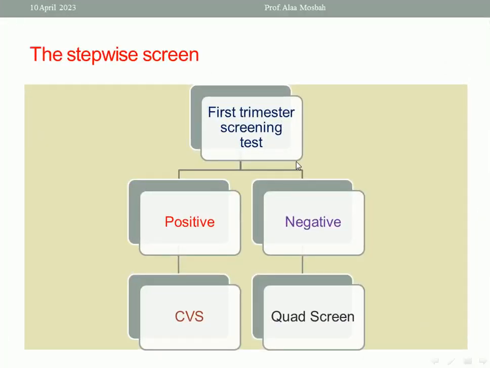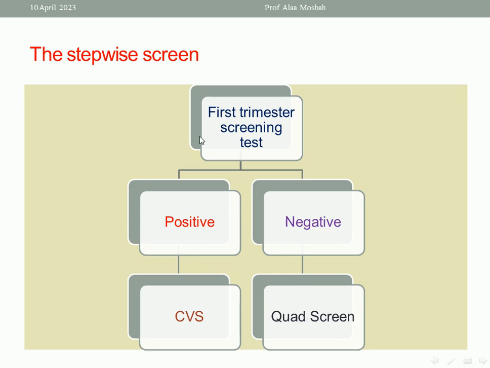Look at this figure to understand more about the stepwise screen. We are going to do the first trimester combined screening test. Okay? Then we will give the patient the result. If the result was positive, the patient may choose to go ahead for chorionic villus sampling to diagnose the condition. Okay? But what if the result is negative? If the result is negative, we are going to continue to do the quad screen.